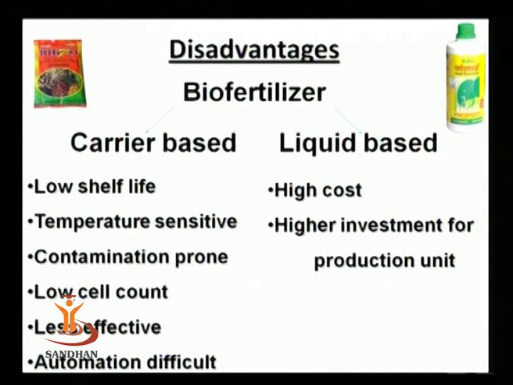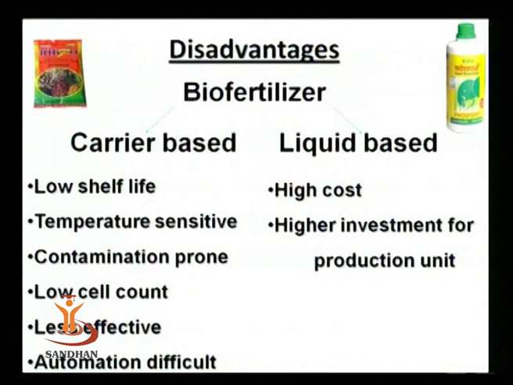Generally, as they contain only vegetative cells, shelf life will be low. In the same way, some vegetative cells, mainly thermophilic ones, are temperature resistant; otherwise all the other organisms are temperature sensitive. Here, if we are going for a normal growth pattern or normal environmental condition, the chances of contamination will definitely be high as compared to liquid based biofertilizers.